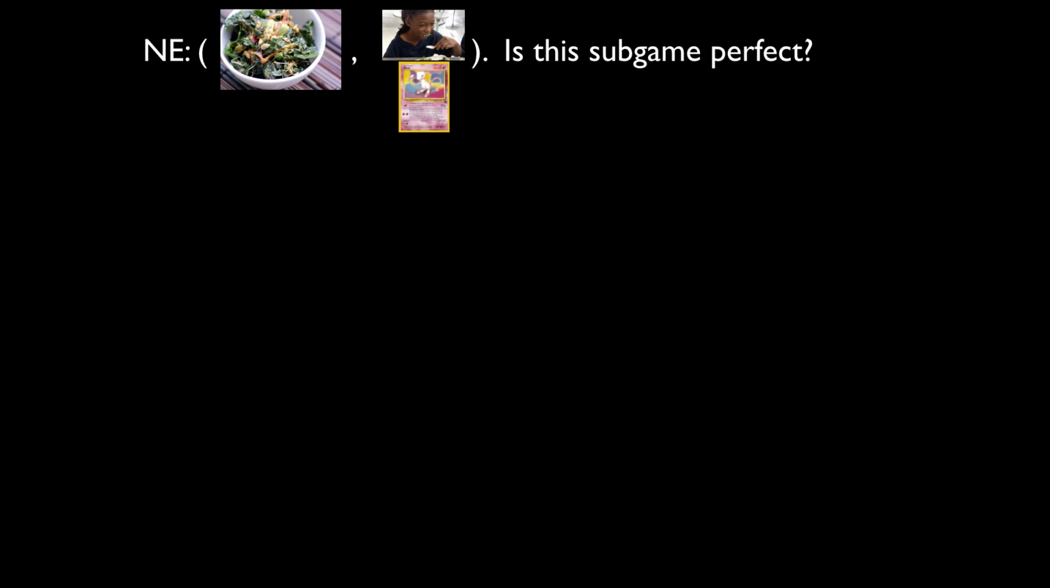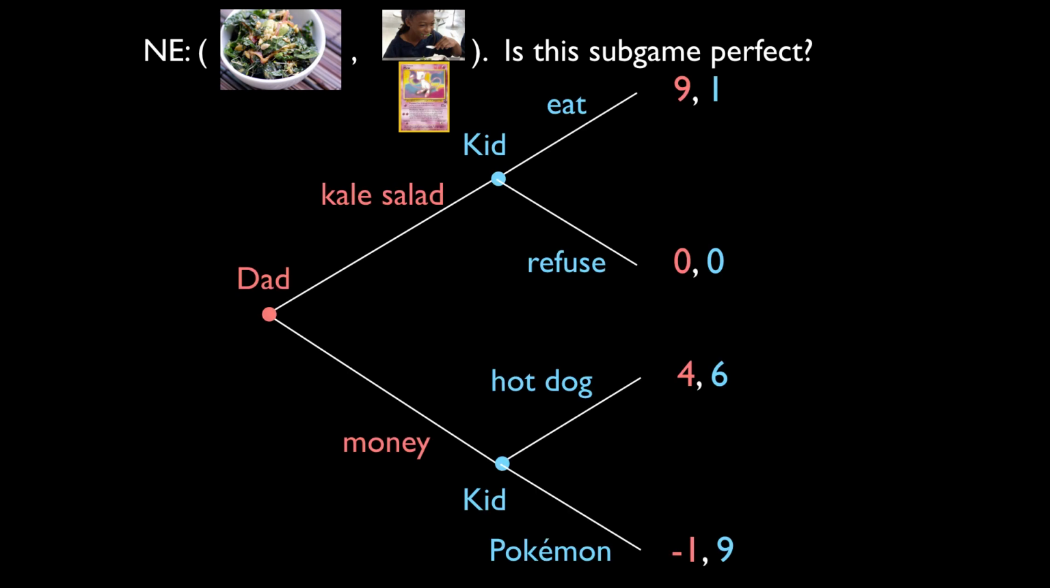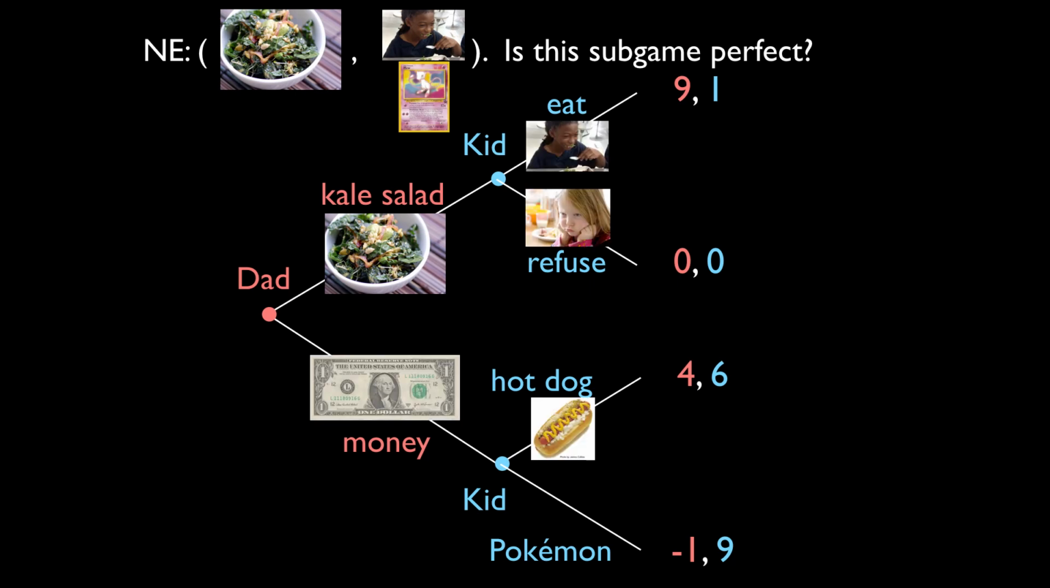Well, maybe we'll just do it. Why don't you just do it on the screen? Okay, I'll just do this one. Okay, dad's going to pick kale salad. So I write the arrow that way. The kid's going to eat it and get the Pokemon card.